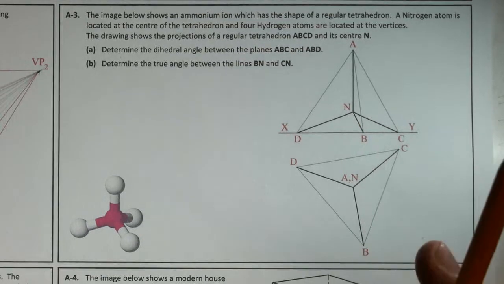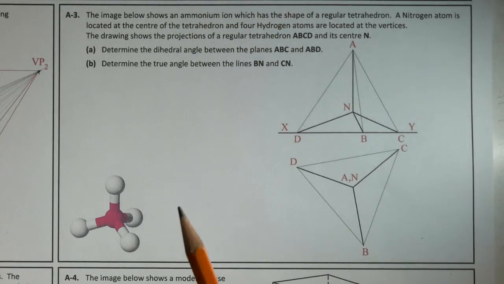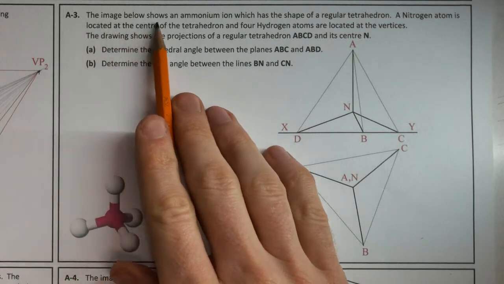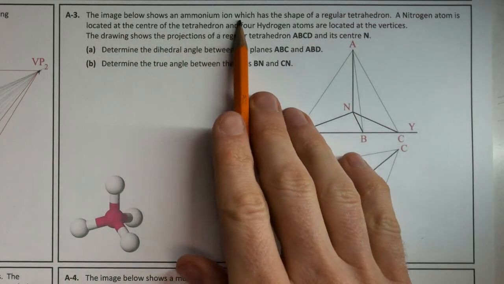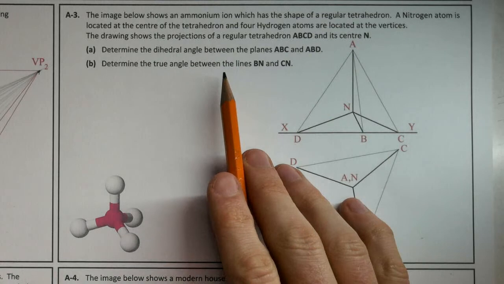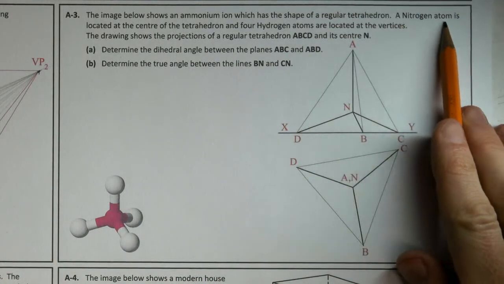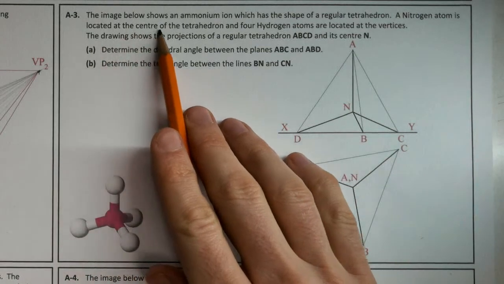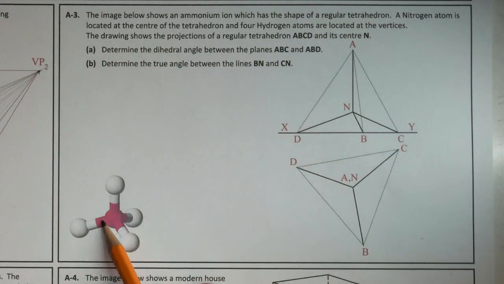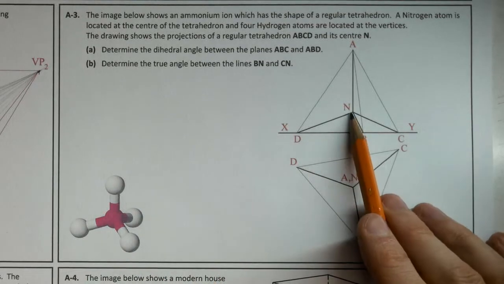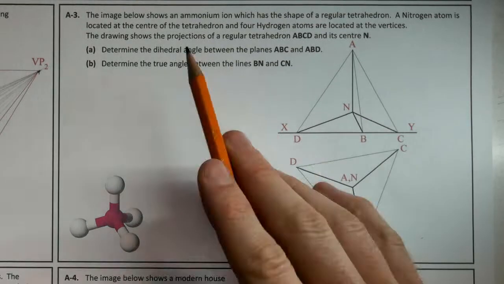Welcome to 2021 question A3. So here we have an image shown of an ammonium ion, which is the shape of a regular tetrahedron. The nitrogen atom is located at the center of the tetrahedron. So you can see here's our nitrogen atom and other atoms there. So nitrogen N is in the center.